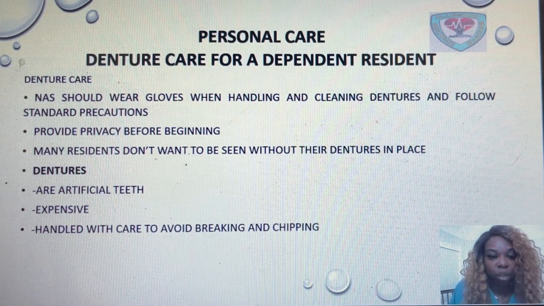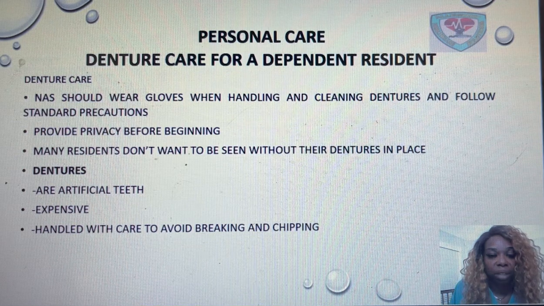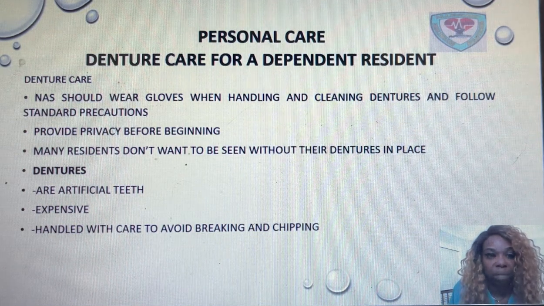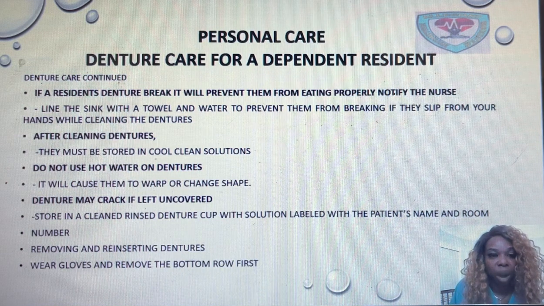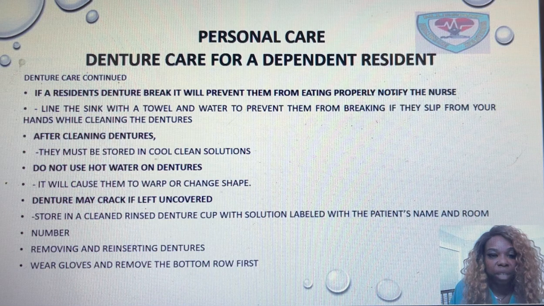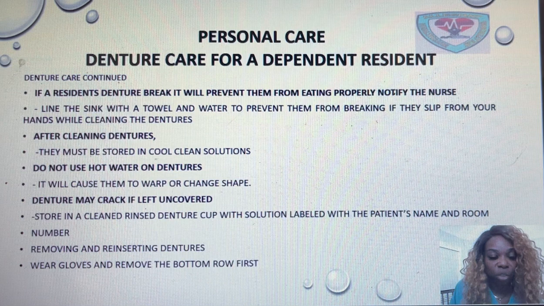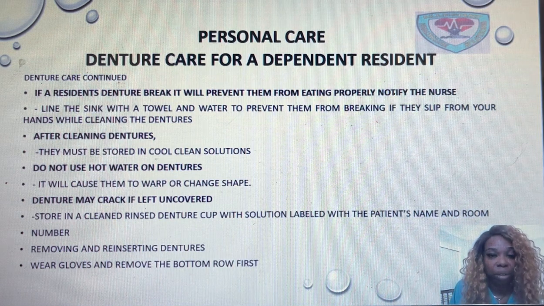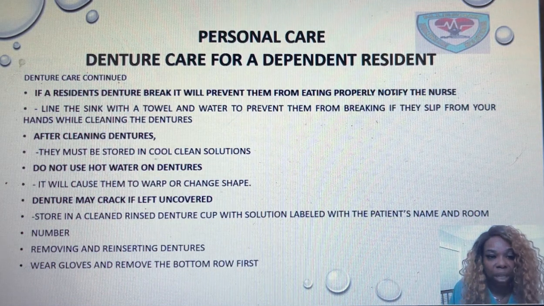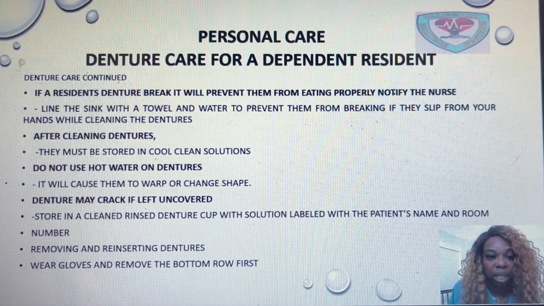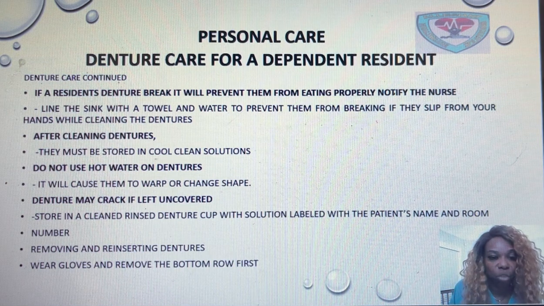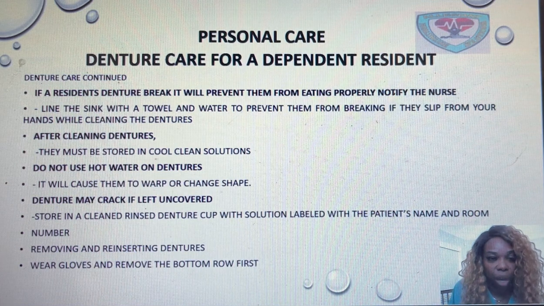Dentures are expensive, so you want to handle them with care when you are providing care to the dentures, to prevent breaking or chipping of the dentures. When you are providing denture care, you want to line the sink with a towel and water to prevent the dentures from breaking, just in case they were to slip from your hands while you're actually cleaning the dentures. You're going to notify the nurse if the dentures were to break or chip, because improperly fitting dentures can cause complications to the resident while they're trying to eat. So if there is any damage to the dentures, you do want to let the nurse know.